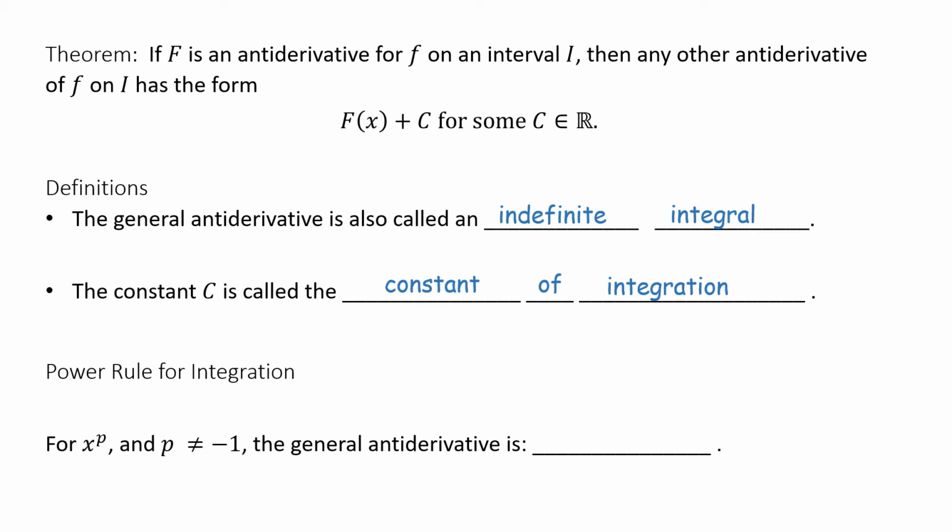For x raised to a power of p, where p is not -1, the general antiderivative is given as x raised to the power of p plus 1 divided by p plus 1, plus c. Know this rule by heart.